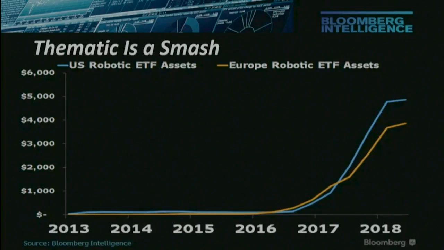So I'm just using robotics as a gauge, but thematics is attracting a lot of new entrants. A lot of the big traditional sponsors are getting into thematics too. So it's a big area with a lot of focus. They've taken in a lot of money too.